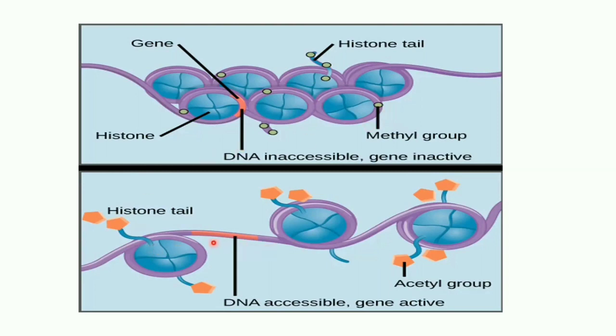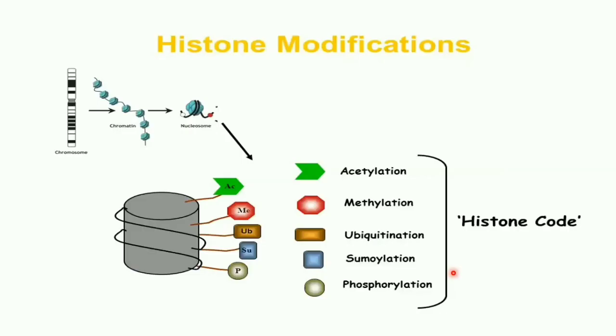While here you can see this DNA is accessible. Here, because of heterochromatin, the DNA is inaccessible, and that's why transcription cannot take place. While here the DNA is accessible, and that's why the gene is on. Transcription is on, and that's why transcription will occur here when it is acetylated.